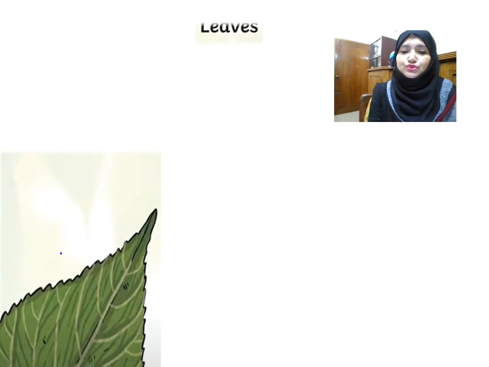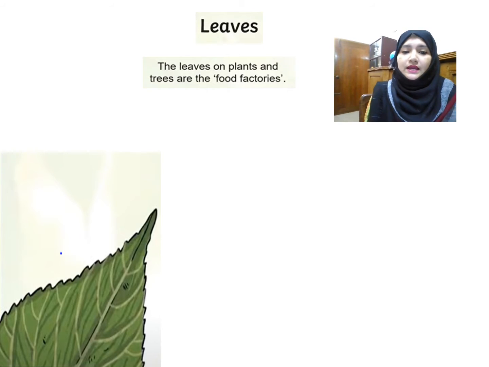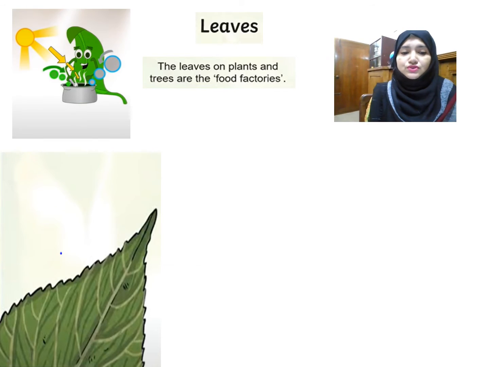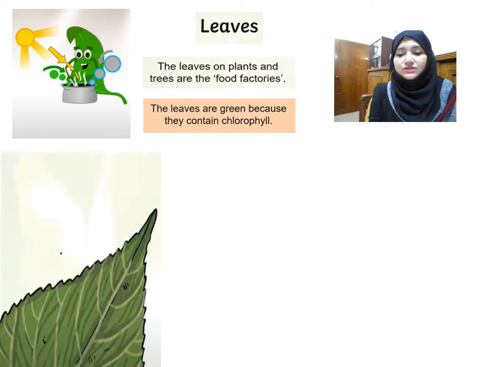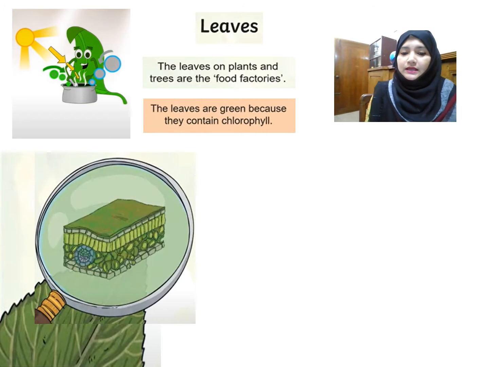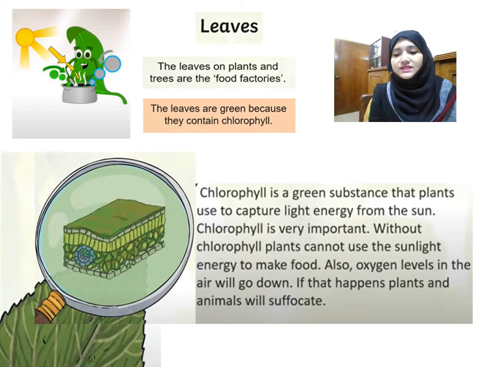Let's take a close look at leaves. The leaves on plants and trees are the food factories, also known as the kitchen of the plant. The leaves are green because they contain chlorophyll. Chlorophyll is a green substance that plants use to capture light energy from the sun. Chlorophyll is very important. Without chlorophyll, plants cannot use sunlight energy to make food. Also, oxygen levels in the air will go down. If that happens, plants and animals will suffocate.